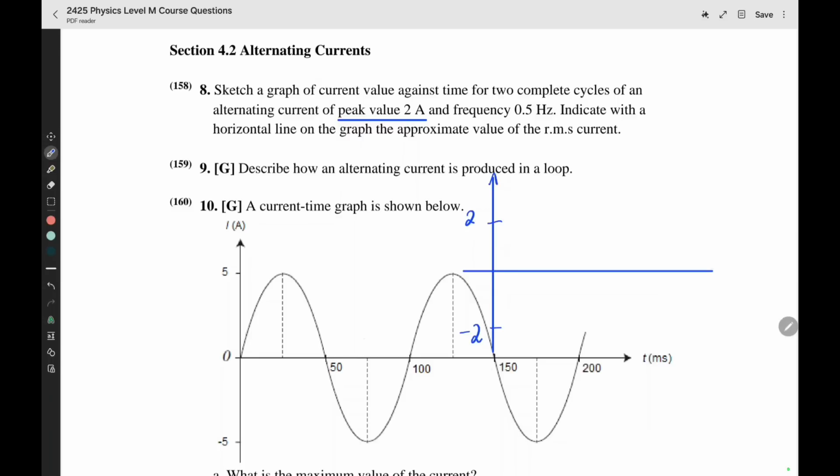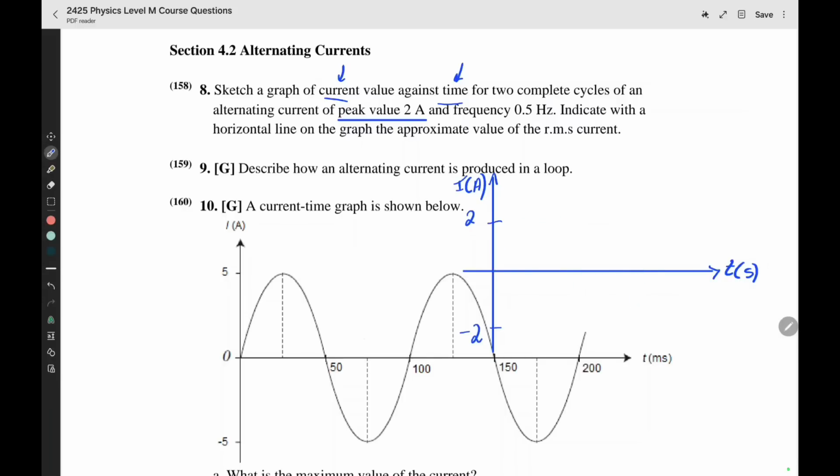It's a good idea to label your graphs, with current measured in ampere, because we said we're looking at current against time. Current is in ampere, time is obviously in seconds. So you label this, and you know it looks like a sine graph. I think I made it look a bit tricky. The sine graph looks like this, right? And we just repeat again and again and again.